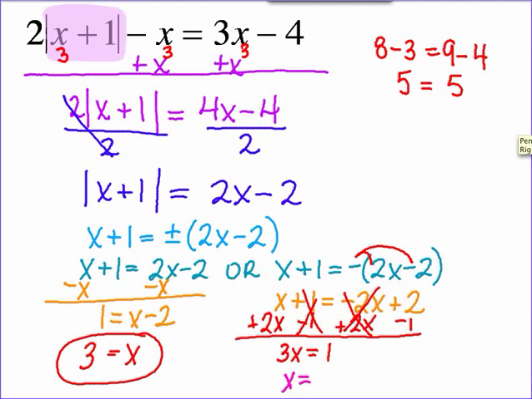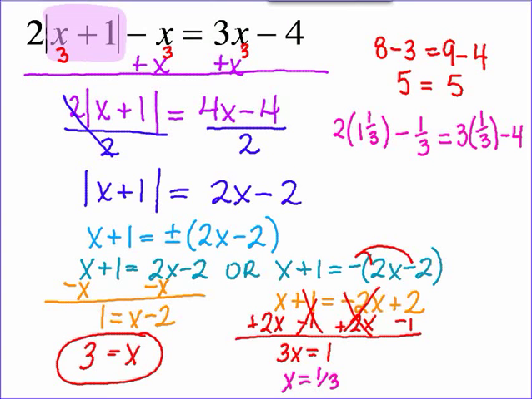What does x equal? 1/3. Okay, so now, yeah, great. A lot of fun, not. So let's plug 1/3 in. So what's 1/3 plus 1? 1 1/3. So you have 2 times 1 1/3 minus 1/3 equals 3 times 1/3 minus 4.